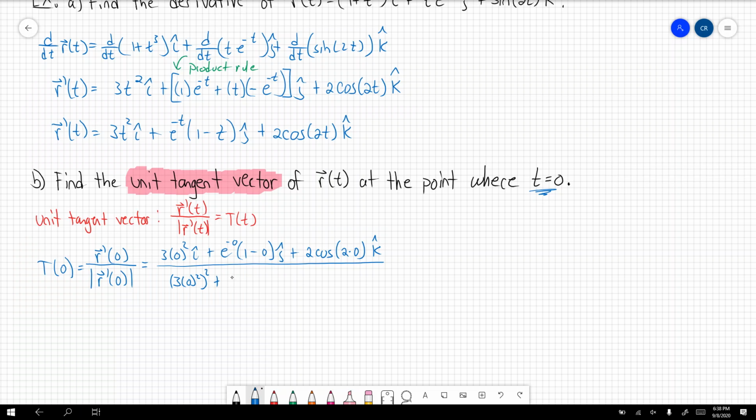Add it to the next term, which will be e to the power of negative 0, 1 minus 0, square that term, plus 2 times cosine of 2 times 0, square that term, and then we'll take the square root of that denominator as such. So again, we have the vector in the numerator, and in the denominator we have its magnitude, both evaluated at 0.